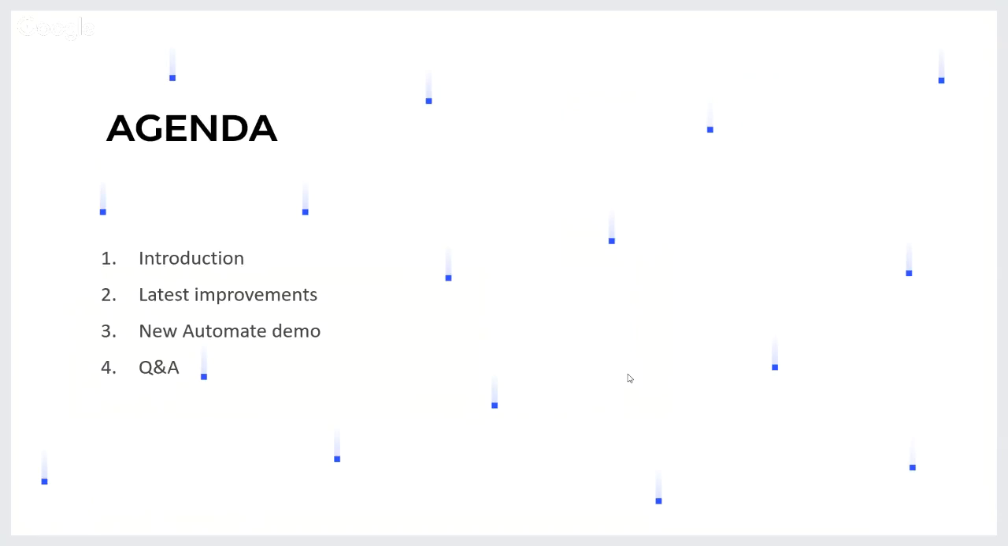So on our agenda with Clarence, we have 4 things actually. First, we will introduce the concept of Automate, in case some of you are not familiar with it. Then we will present the latest improvements to this application. Then Clarence is going to demo Automate, the new UI, new improvements, and at the end we will answer your questions.